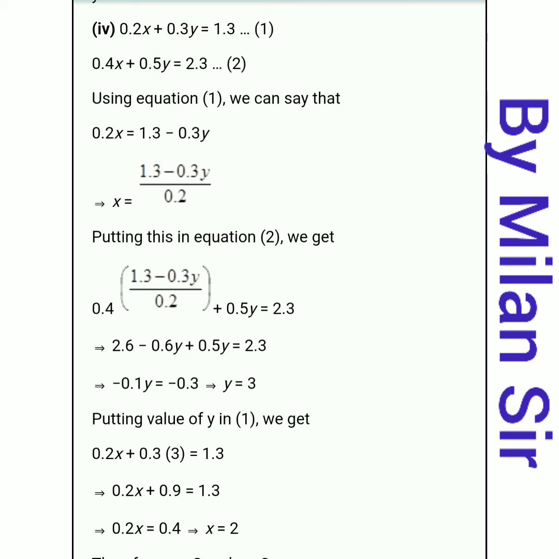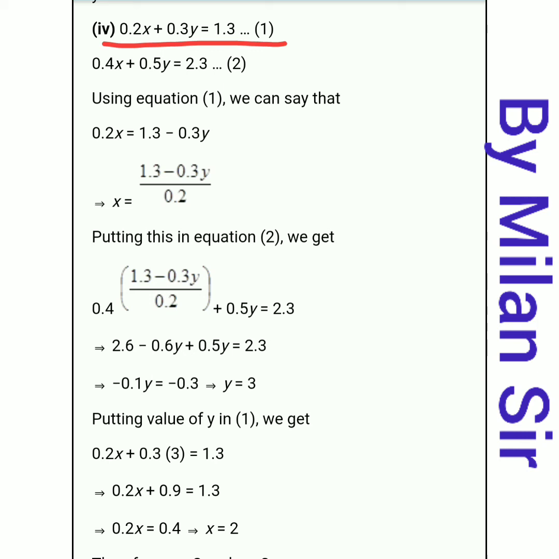Now look at the equations which are given here. Both the equations are difficult. From both the equations we cannot easily find the value of x and y. So here we do not have any other options, so we can select any equation. I am going with equation number 1. 0.2x plus 0.3y equals 1.3.